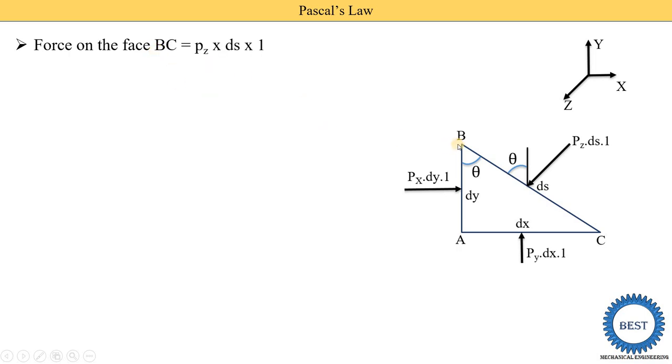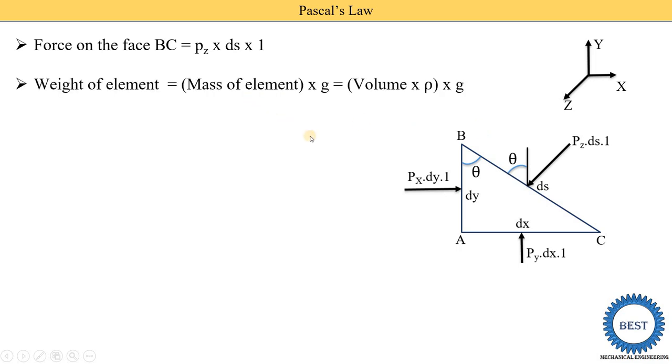Forces on the face BC. So this is the face BC, and on BC the pressure or force is acting in the z direction. So here the pressure is Pz, and the area of face BC is ds into 1. So here we find the three forces. The second force on the element is the weight of the element. Weight of the element is the mass of the element into g. Mass of the element means volume into rho.